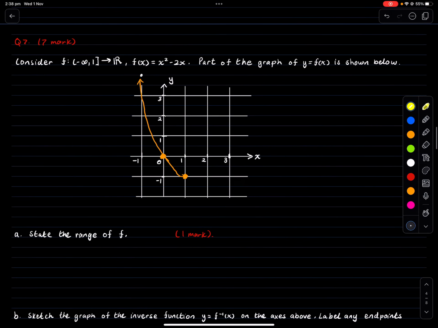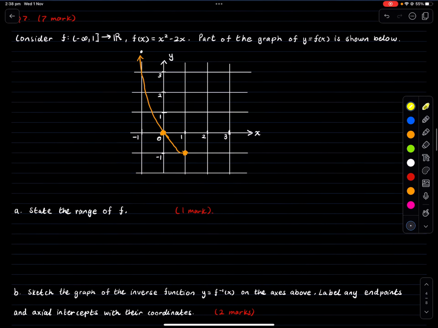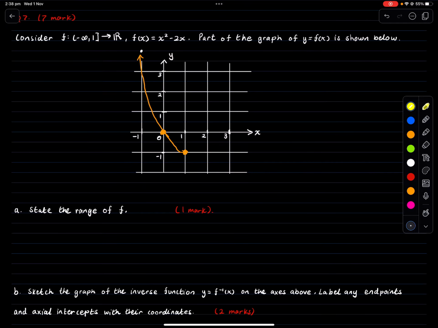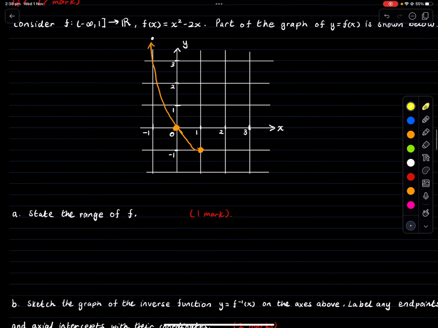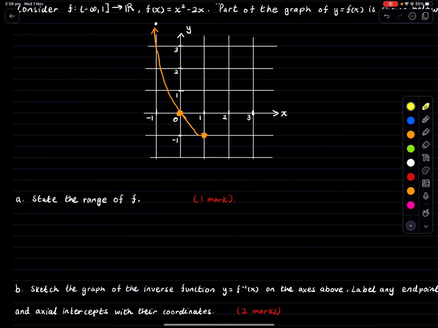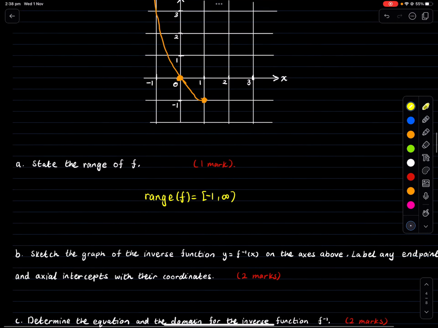Okay, question 7. Consider f from negative infinity to 1, all reals, f of x. This part of the graph of y equals f of x is shown. State the range of f. So f is shown here. So the range is from negative 1, sorry, negative 1 to infinity. Yep, so negative 1 to infinity.